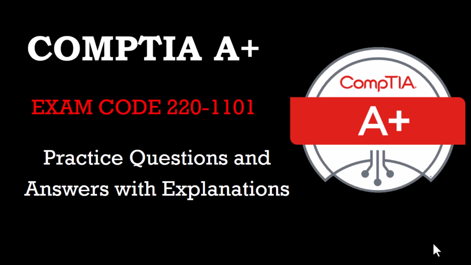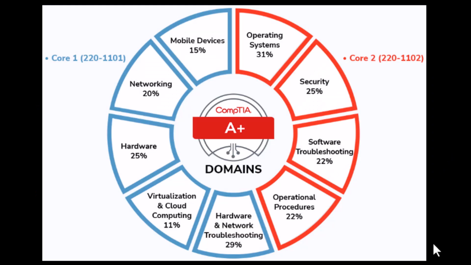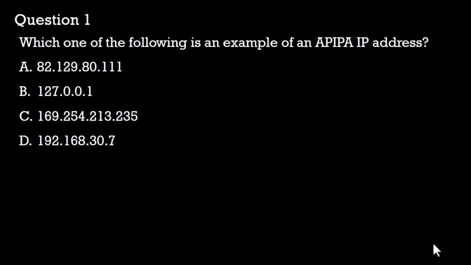This is the part 2 video for the CompTIA A+ practice questions and answers for Core 1. So we're going to be looking at more practice questions and answers to help in your preparation for the certification exam. As always, there are two cores for this certification. There's a Core 1 and a Core 2. Core 1 covers mobile devices, networking, hardware, virtualization and cloud computing, and hardware and network troubleshooting. While Core 2 covers operating systems, security, software troubleshooting, and operational procedures. So we're going to start off with question 1.